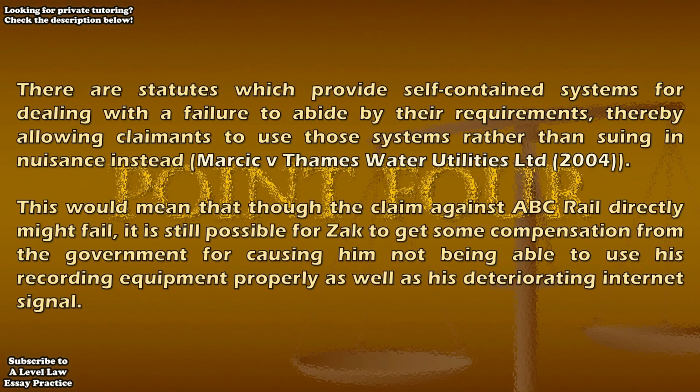This would mean that though the claim against ABC Rail directly might fail, it is still possible for Zach to get some compensation from the government for causing him not being able to use his recording equipment properly as well as his deteriorating internet signal. This is, of course, assuming that the statute which authorized ABC Rail to replace the railway track and install the electrical power lines also provides compensation for those who have been negatively affected by the activity.